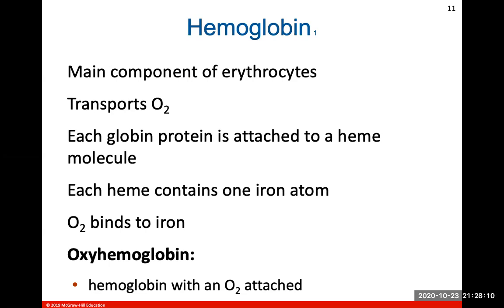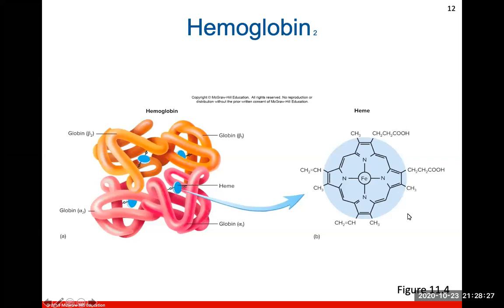And each of these globin proteins is attached to a heme molecule, which contains an iron atom. Oxygen will then bind to the iron, and oxyhemoglobin is just the word for hemoglobin with an oxygen attached to it. So here's a look at hemoglobin.